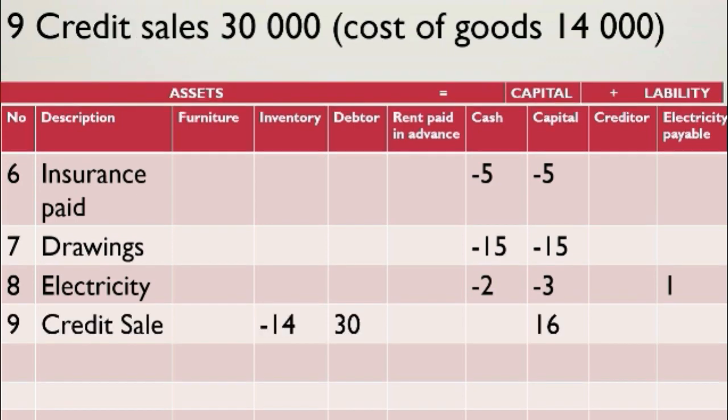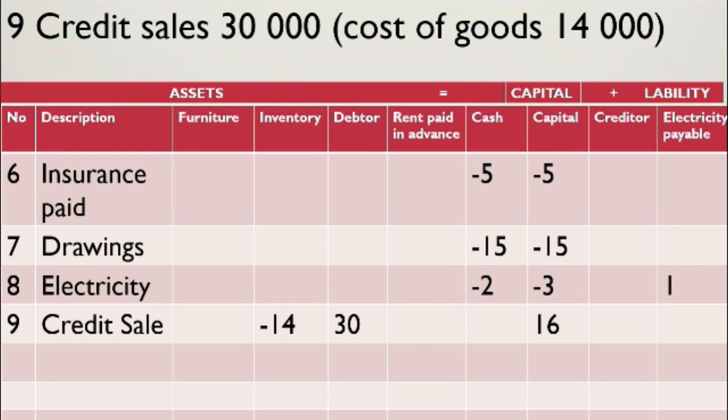The next transaction is credit sale 30,000, cost of goods 14,000. When we are selling, the goods are going out of the business. So what's happening to the inventory? 14,000 worth inventory is going out of the business. So we can go to the inventory column and minus 14,000. Here, because it's a credit sale, we are not getting the cash. So we will have something called a debtor balance or trade receivable. It's another term. So we can go to the debtor balance and add 30,000. So the debtor will pay us that 30,000 later.